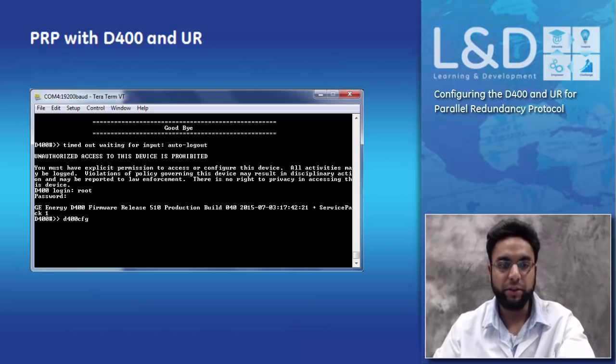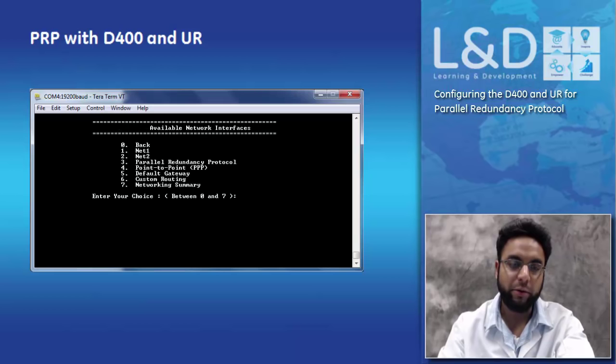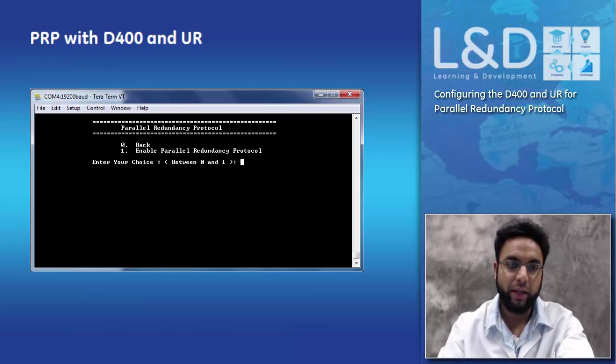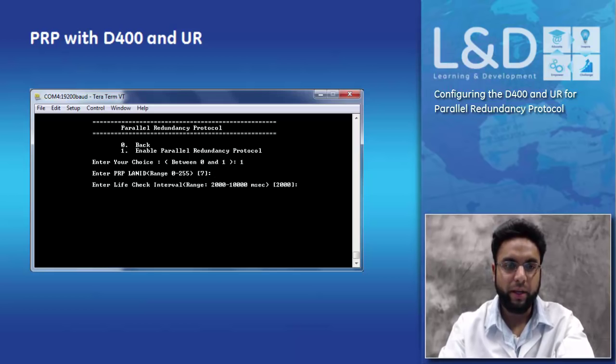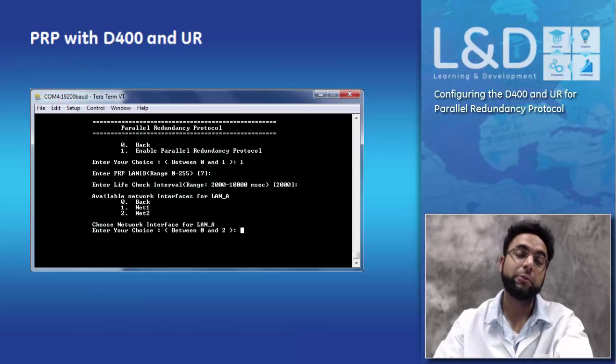So we type D400 CFG, go into the utility menu, configure the network interface, go to Parallel Redundancy Protocol, which is number 3, enable Parallel Redundancy Protocol 1. LAN ID, we can just select the default value, which is 7 at the moment. It should be fine. Live check, set the default value. Since we want to do it on both LAN A and LAN B, we'll have to do it on both net 1 and net 2.